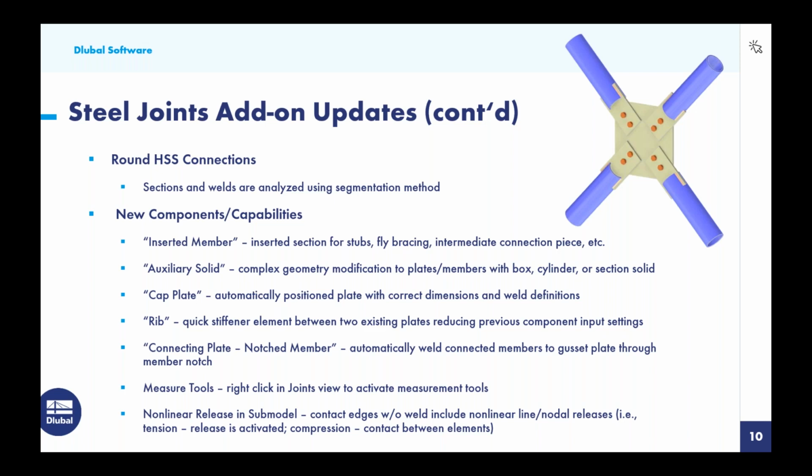We have added measuring tools within the Steel Joints add-on. So now you can right click in the joints view to activate these measurement tools. If you just need to make a quick measurement graphically, this can be very useful.